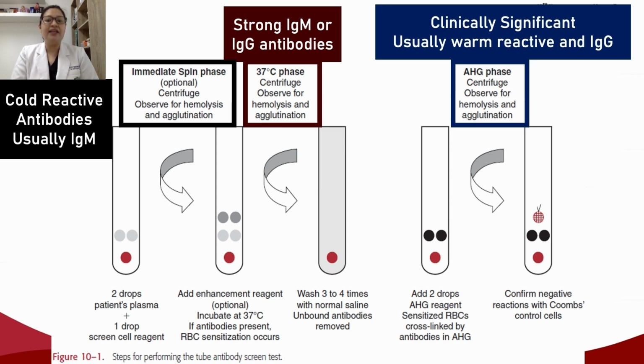Antibodies in the Duffy, Kidd, and Kell blood group systems react most commonly at the AHG phase of testing. Antibodies in the Lewis, MNS, and P blood group systems are commonly IgM antibodies and react optimally at room temperature and below. Antibodies in the RH system generally react at both 37 degrees centigrade and AHG.